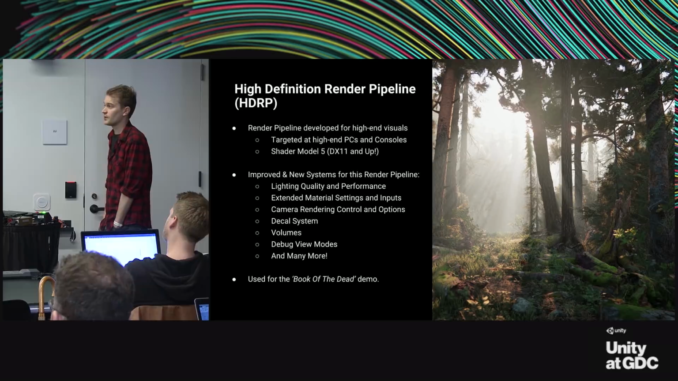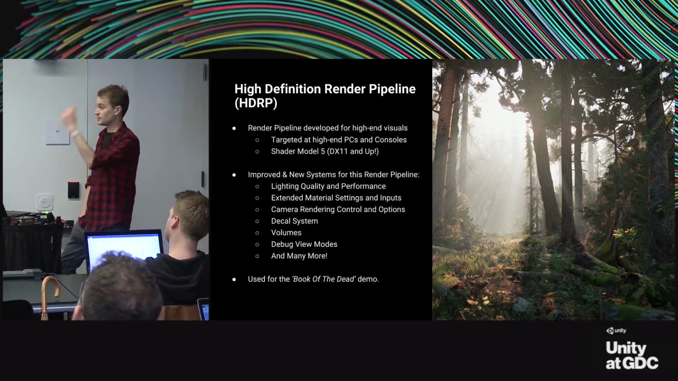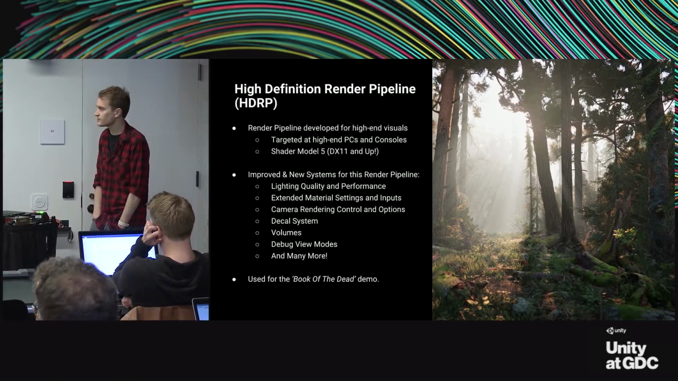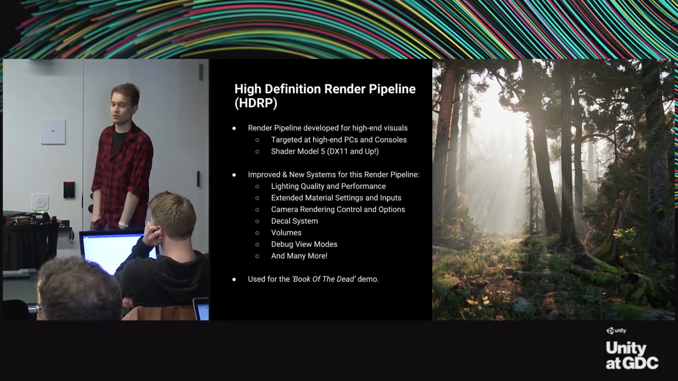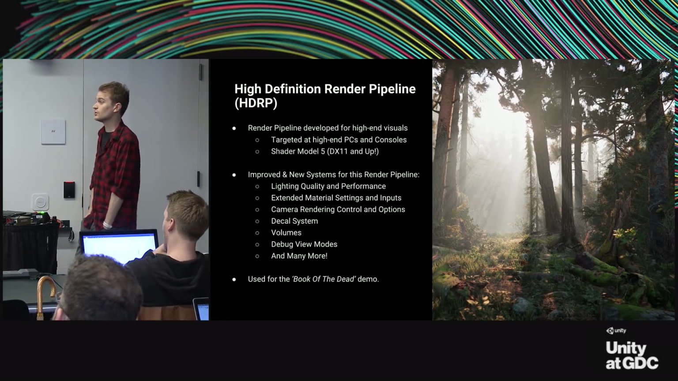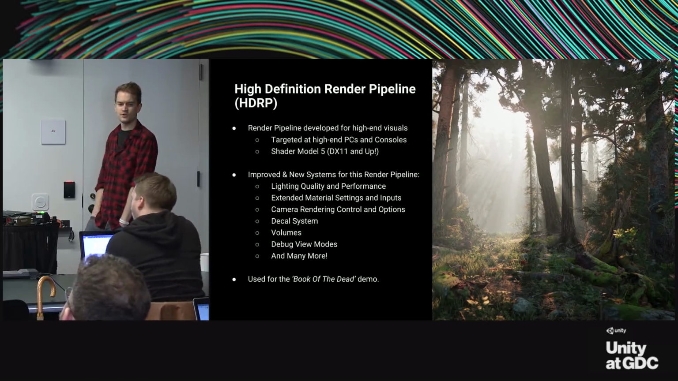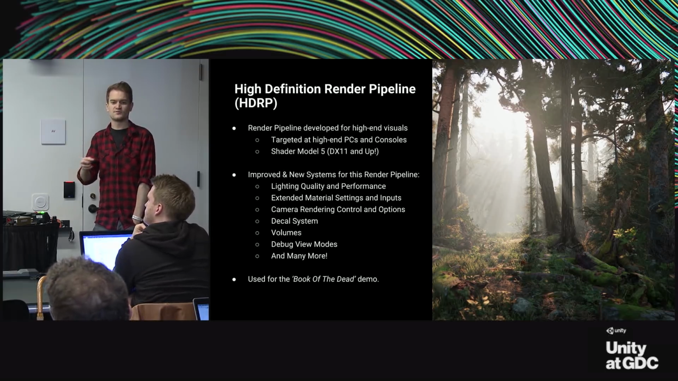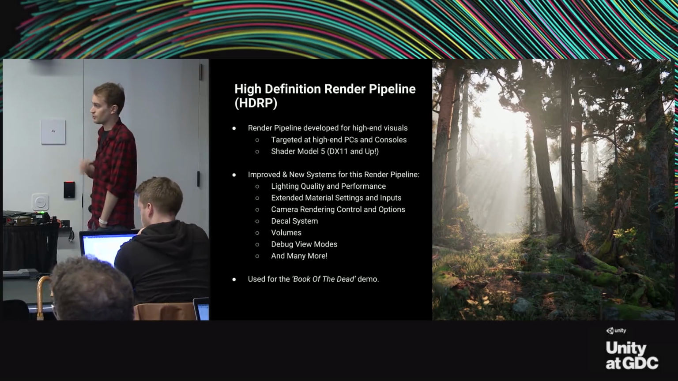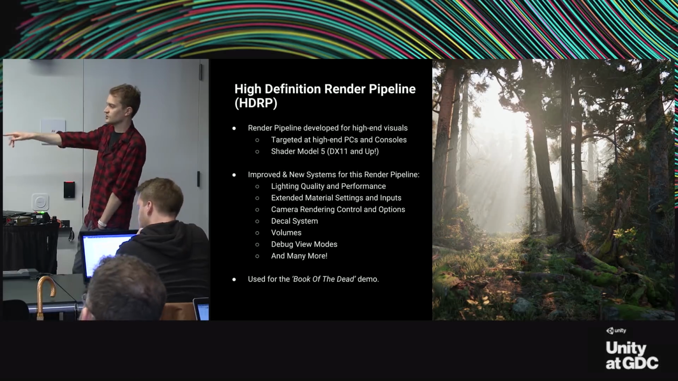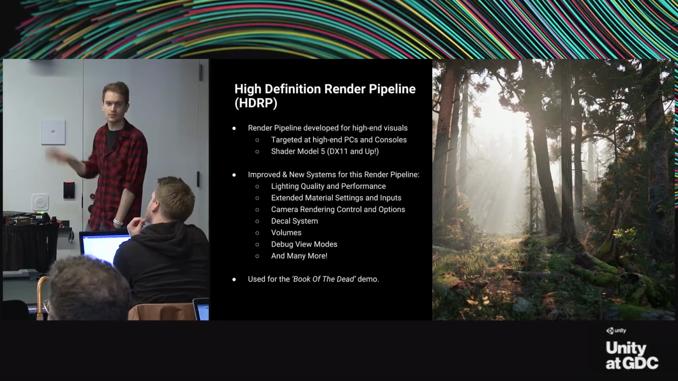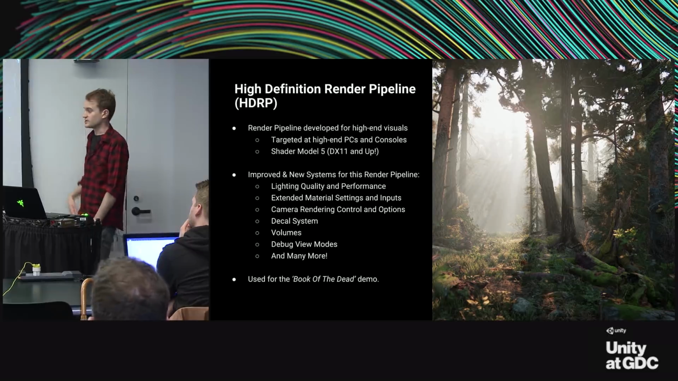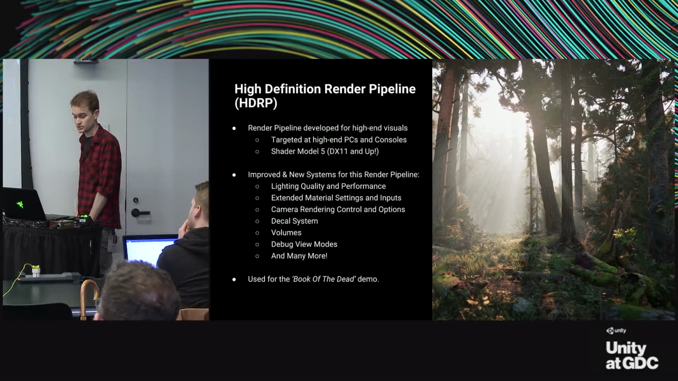Improved and new systems for this render pipeline include lighting, quality, and performance, which you might have seen in the keynote. Extended material settings and inputs. We've added a ton more sliders because people keep asking for that. There are also camera rendering controls and options, a decal system, a volumes system, and debug view modes, which I heard the other day is possibly getting backported, so it will be useful in any render pipeline, not just the HD one. I'll show you how it works in a second, and many more. This was used for the Book of the Dead Forest demo that we've been playing at GDC and on YouTube. This demo is built on top of the HD render pipeline, which is really cool.